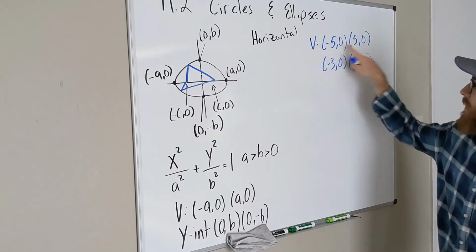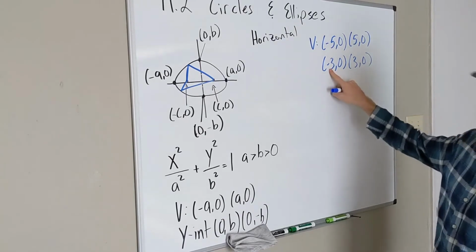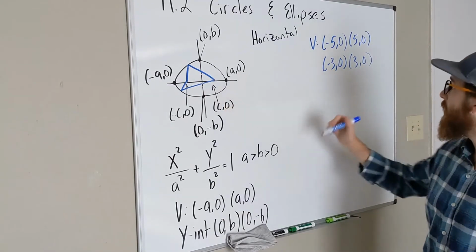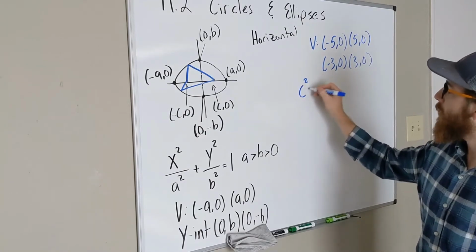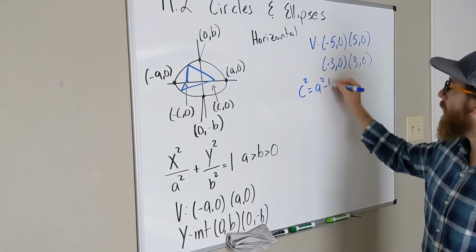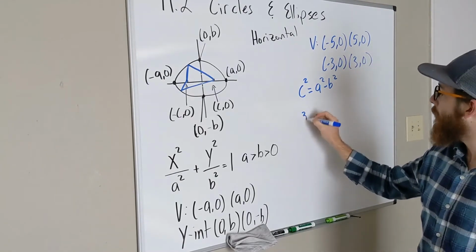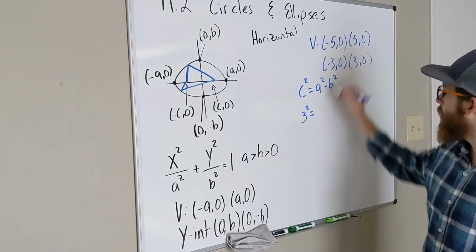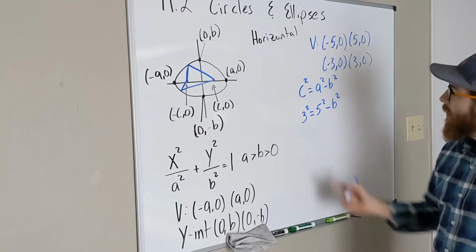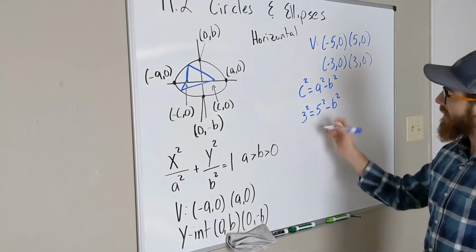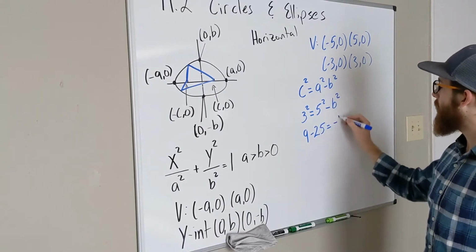Well, vertices are these A's, so I know I have A, and foci are C, so I know I have C. I have A and C. And so remember that piece that I just showed you was C squared equals A squared minus B squared. So if I plug in a C value, that'd be 3 squared equals 5 squared minus B squared. Okay, well, that's 9. That's 25, so minus 25 equals negative B squared.